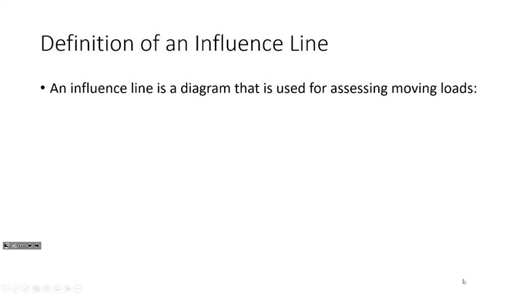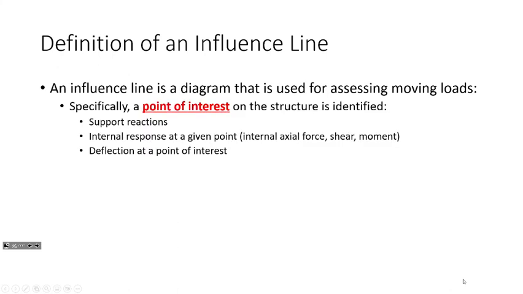They are going to look a lot like shear and moment diagrams, but they're not. What an influence line is, is a diagram that's used to assess moving loads. The way that it works is you have to identify a point of interest on the structure. A point of interest could be something like a support reaction.